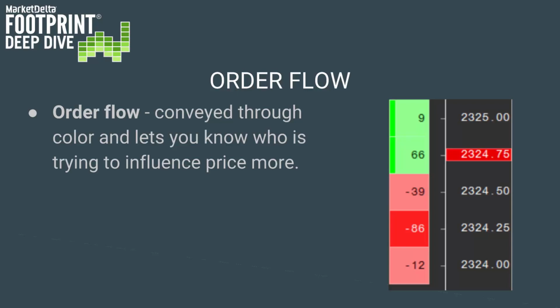There was net selling, or I should say more sellers at these prices than buyers. So any red or negative would simply be more aggressive sellers or more sellers, and the green represents more aggressive buyers or more buyers. All right, hopefully that makes sense.